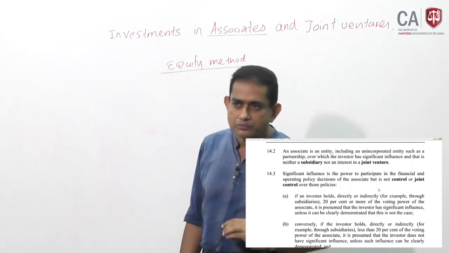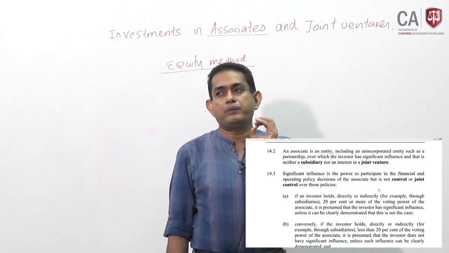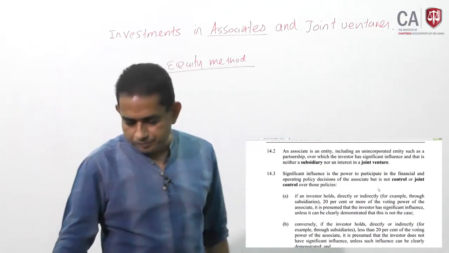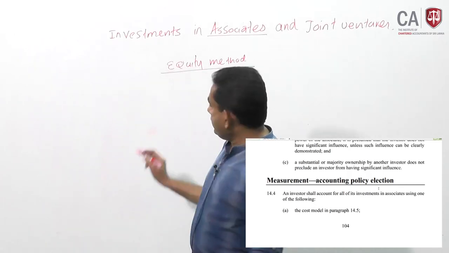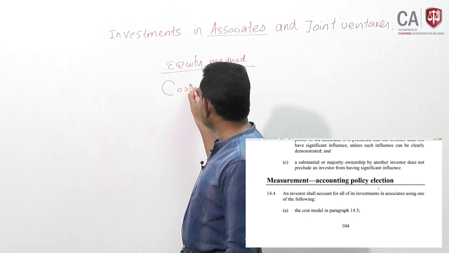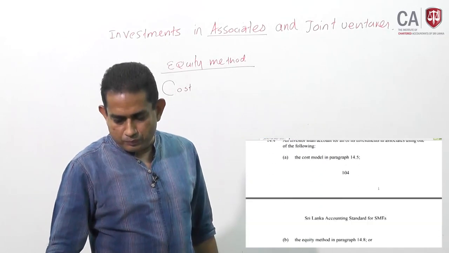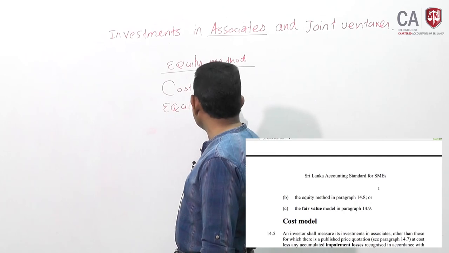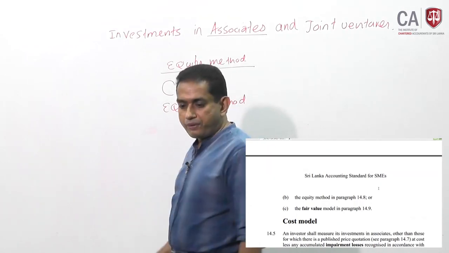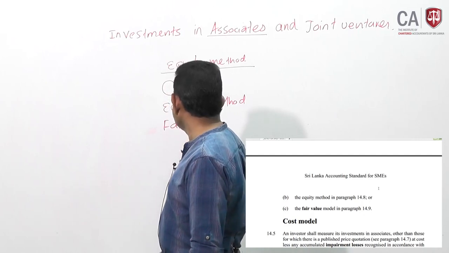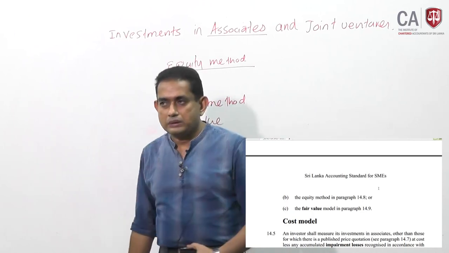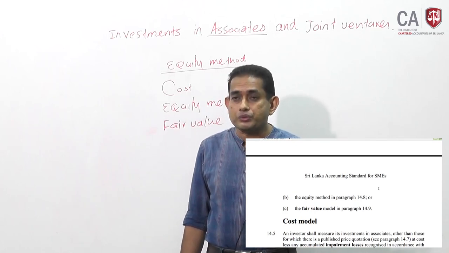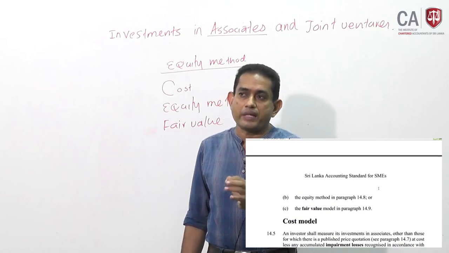SLFRS for SME says that an associate company can be recognized in the financial statements of the investor using three methods. What are these three methods? Either you can use the cost model, or you can use the equity method, as we studied before, or the fair value model. Once again, the fair value model can be used only if the fair value can be determined without undue cost and effort.